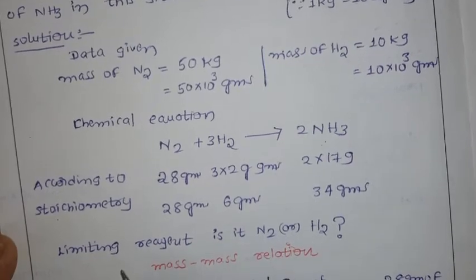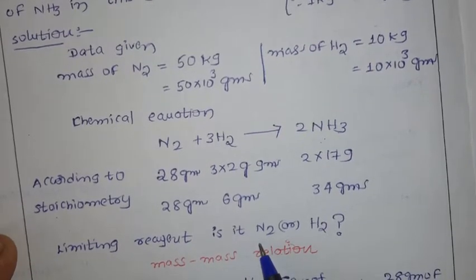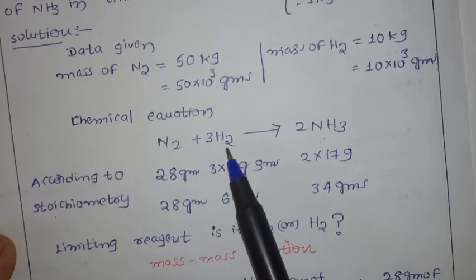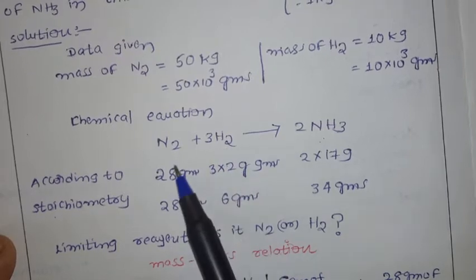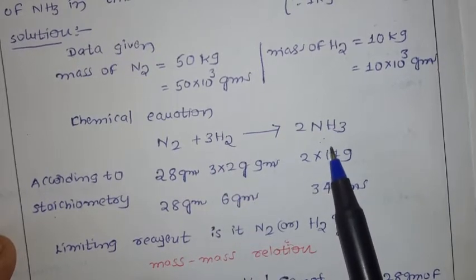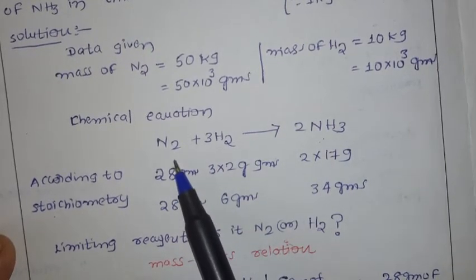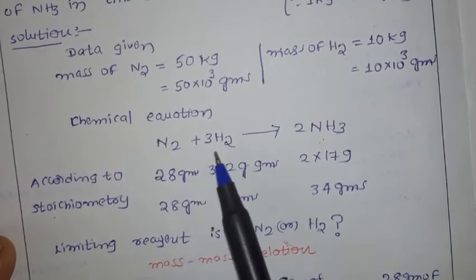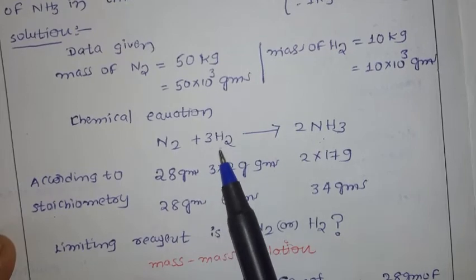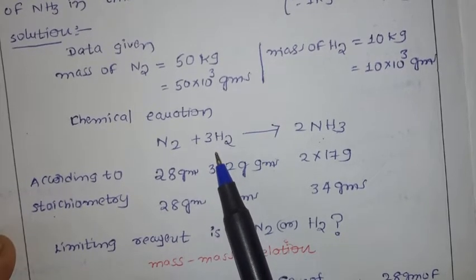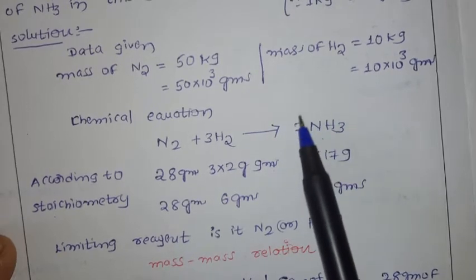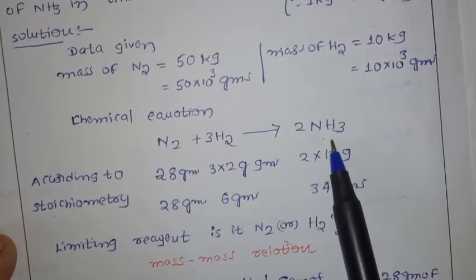Now our question is what? First we have to identify the limiting reagent. Is it nitrogen or hydrogen? The limiting reagent should be present among the reactants only. We are not thinking about the product. On the reactant side we have nitrogen and hydrogen; among these two, we have to identify the limiting reagent first. Why? Because the formation of the product, ammonia, depends on the limiting reagent only.